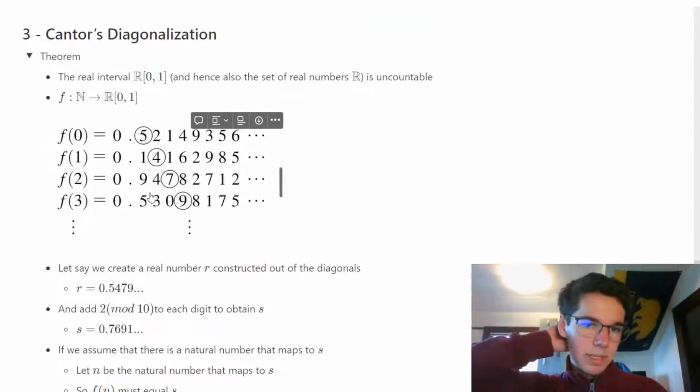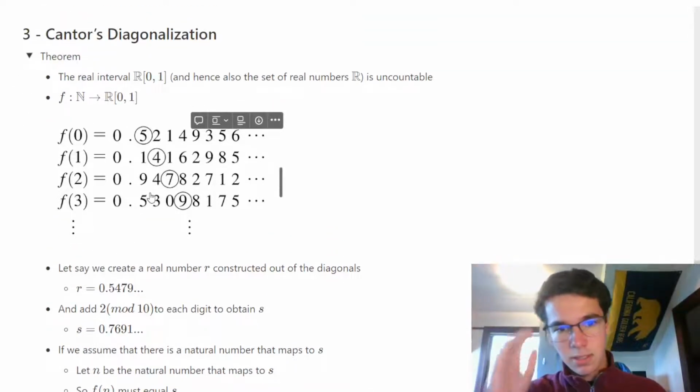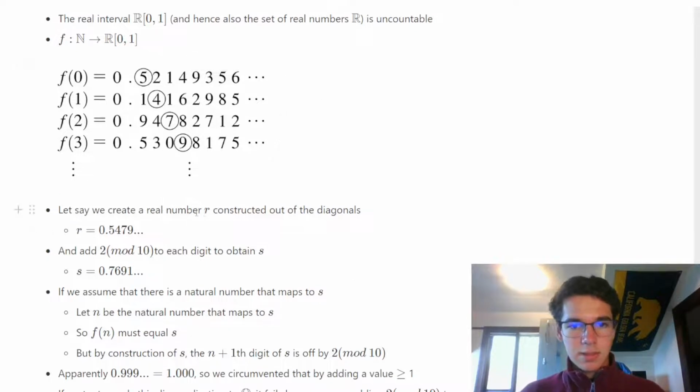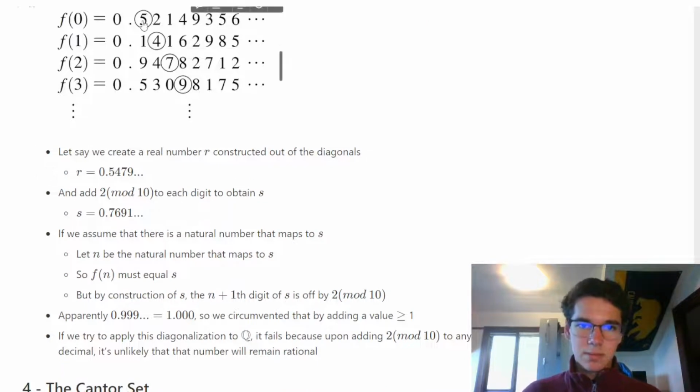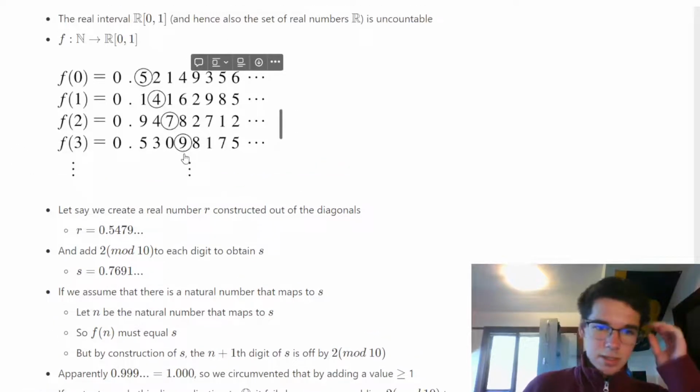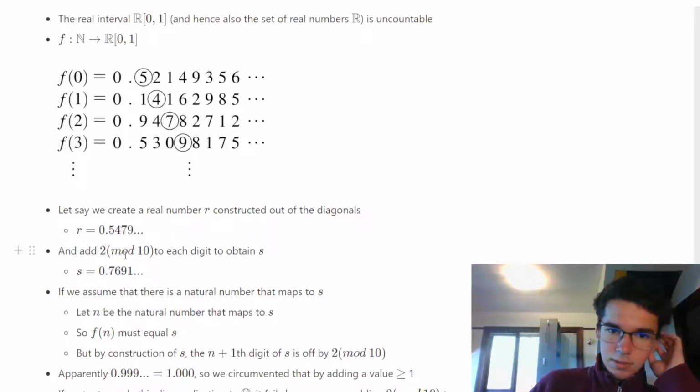It seems like we can do that just at face value, but let's say we construct a number r from the diagonals of all of the numbers on this right-hand side. So it would be, if we follow the circles, 0.5479. And then let's say we apply some function to it. In this case, we're going to add 2 mod 10 to each digit.